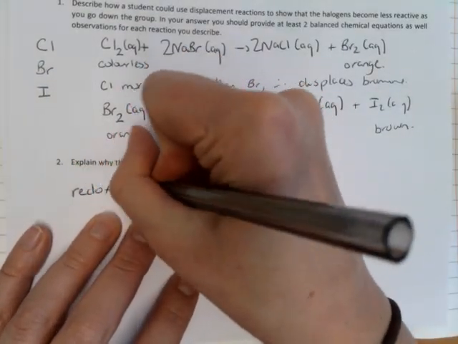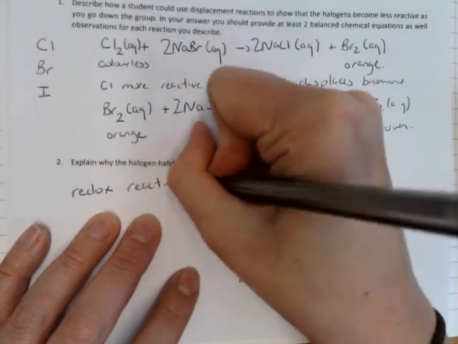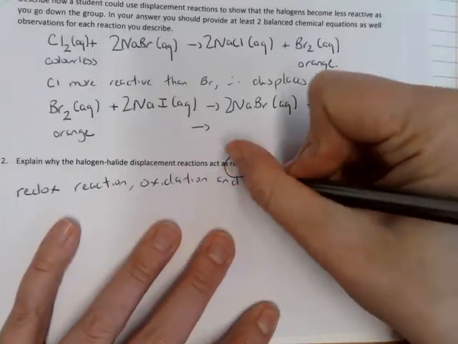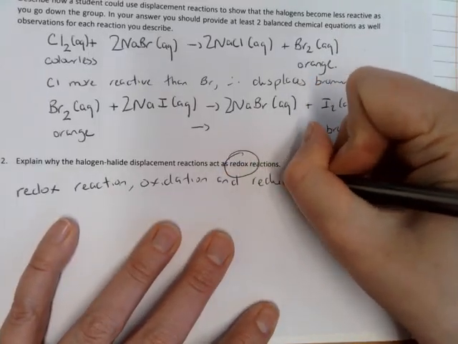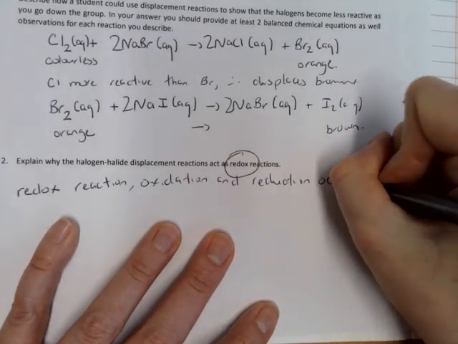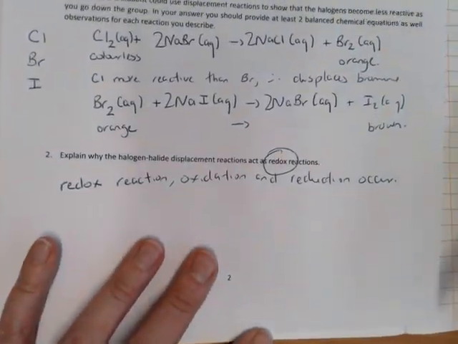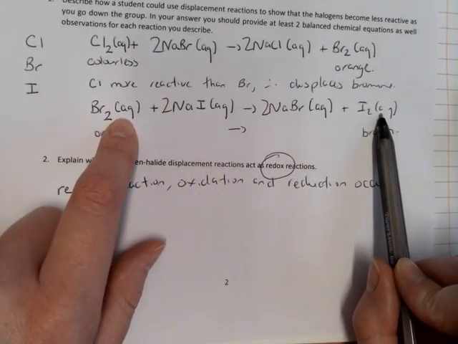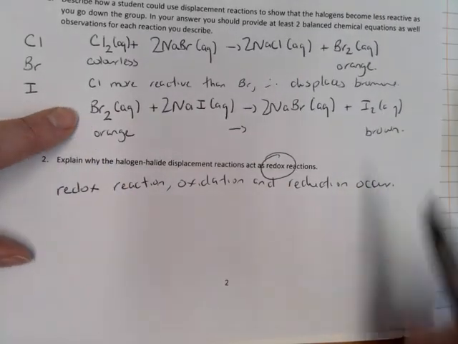In a redox reaction, oxidation and reduction both occur. So that's what a redox reaction is, and I would state that oxidation and reduction occur, and then you need to show me what's oxidized and show me what's reduced. So if I go back and use one of these as a guide, I'm just going to work out what's being oxidized and what's being reduced.